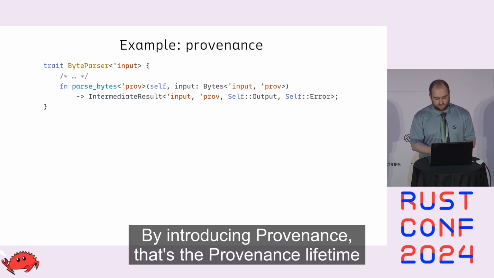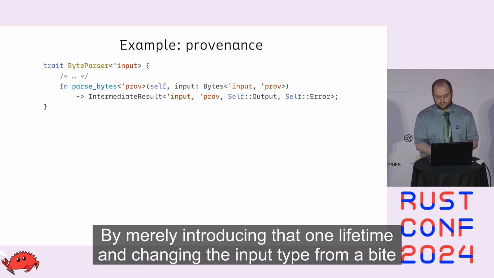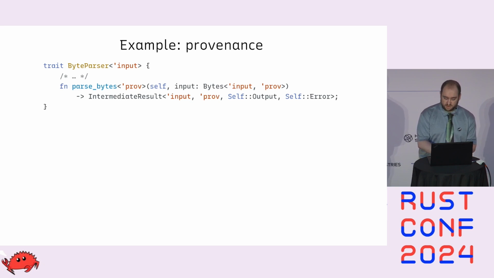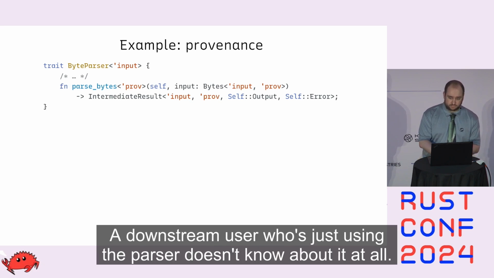By introducing provenance, that's the PROV lifetime there next to parse bytes, by merely introducing that one lifetime and changing the input type from a byte slice to a byte object with the input and provenance lifetimes, I could enforce it. And that is the extent of the public API that a library author has to know about. A downstream user who's just using the parser doesn't know about it at all.